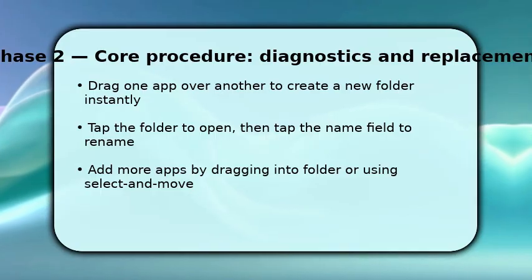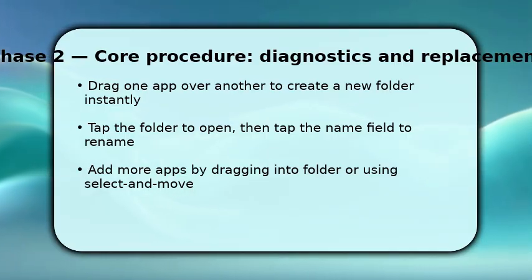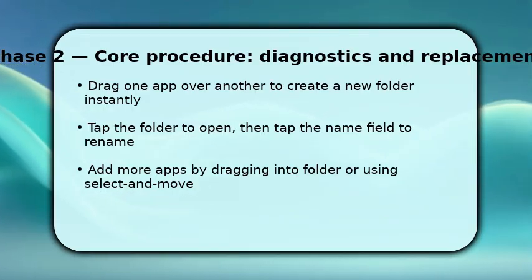You should tap the new folder to open it, then tap the default name to type a specific label so you can find it quickly. Make sure to adjust icon order by dragging within the folder. This sets the visible preview.